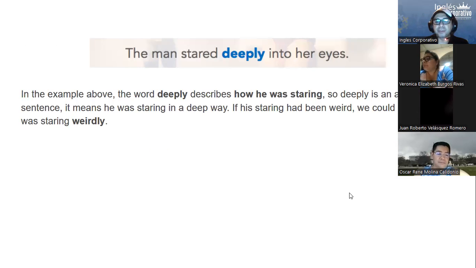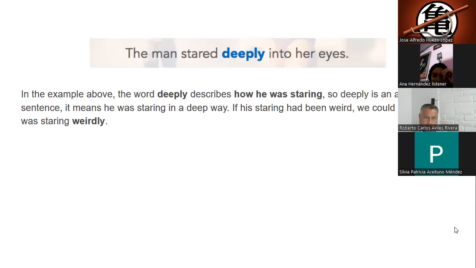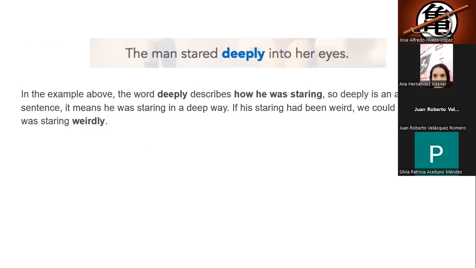So, this is an example, and let's see. Roberto Carlos, could you please help me with this? Good evening. Sorry, I'm not hearing. Okay, so are you able to read? The man stirred deeply into rice. In the example above, the word deeply described how he was stirring. So deeply is an adverb in this sentence. It means he was stirring in a deep way. If his stirring had been weird, we could have said he was stirring weirdly. Very good. Perfect. Thank you.